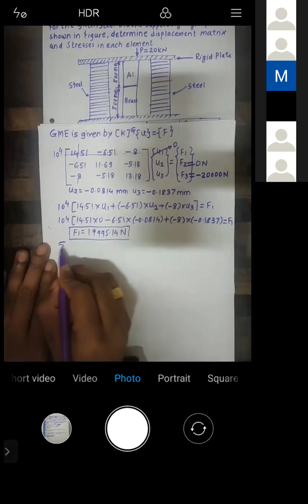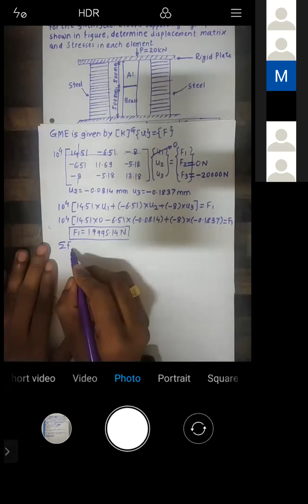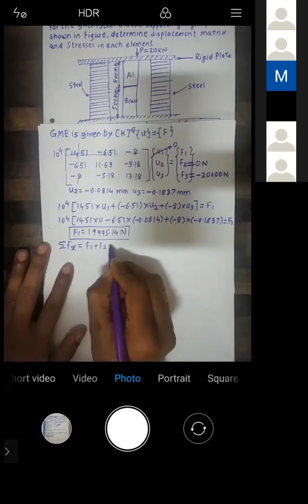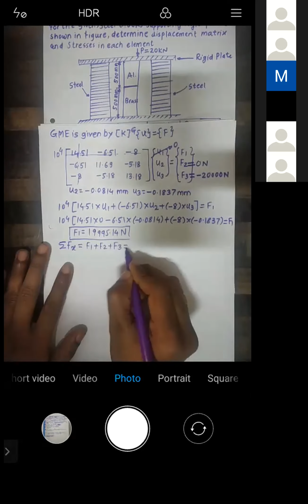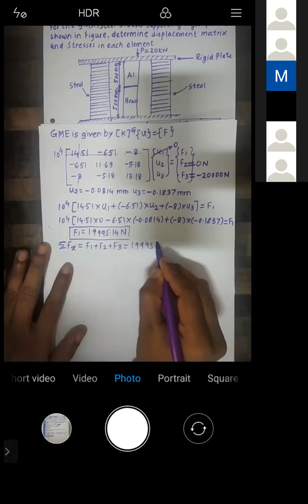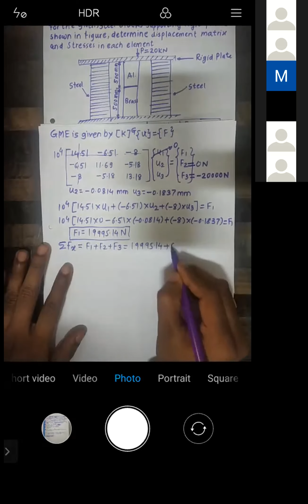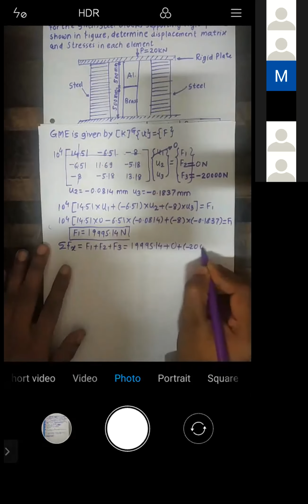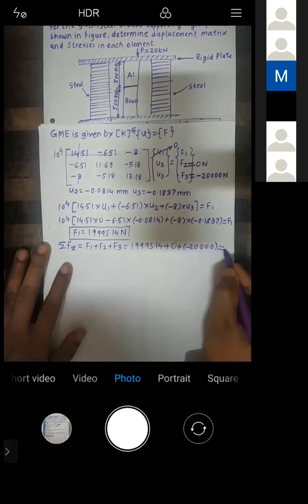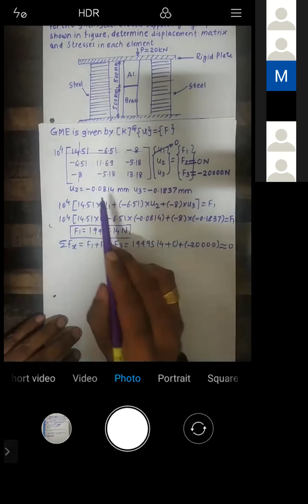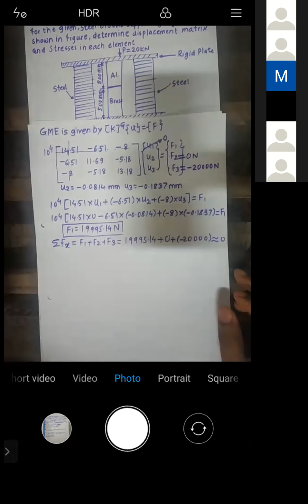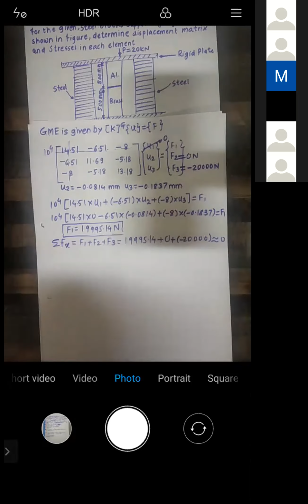So when you apply the condition of equilibrium, summation of Fx is f1 plus f2 plus f3. f1 is 19995.14, plus f2 you don't have any force, plus f3 it is minus 20,000. So that is approximately equal to 0. That means the values of displacements that you have got are right. Is it okay? Yes, sir.